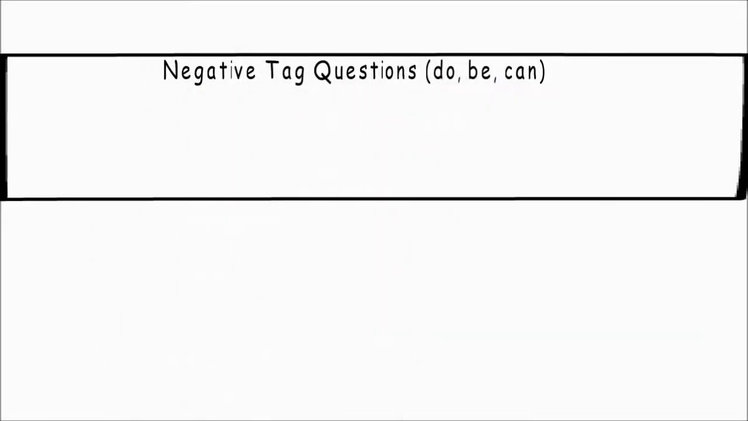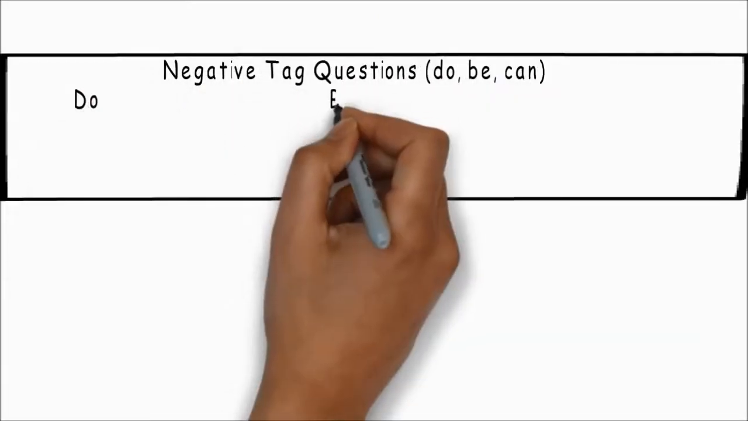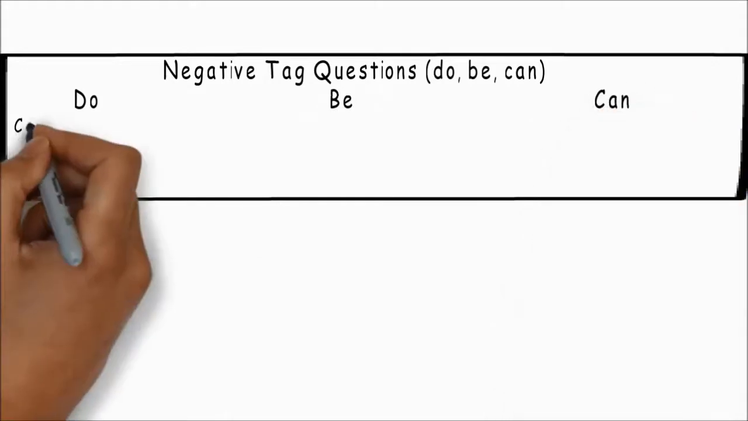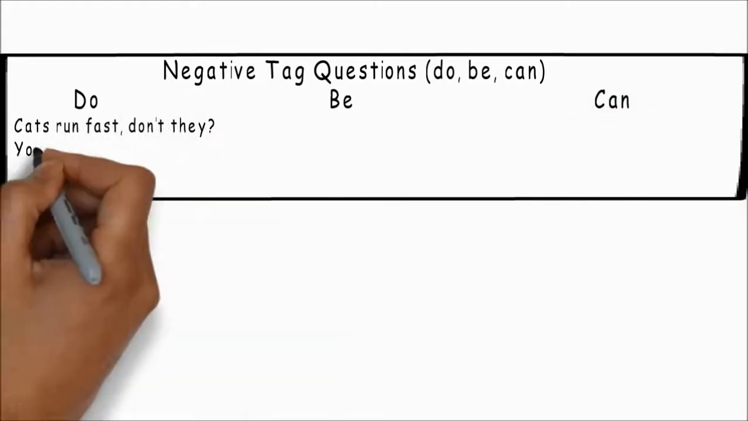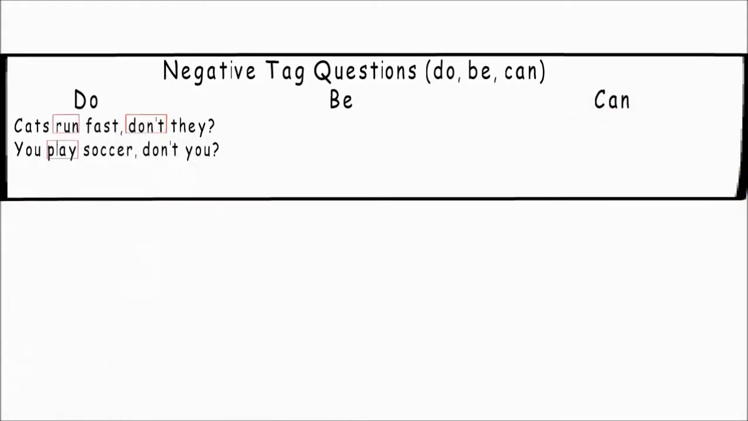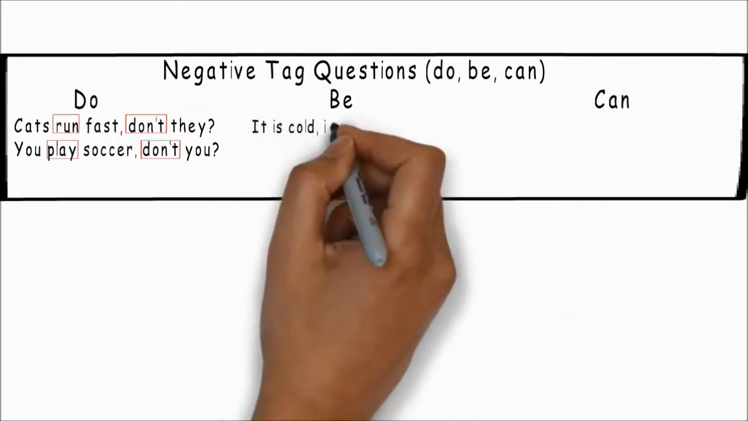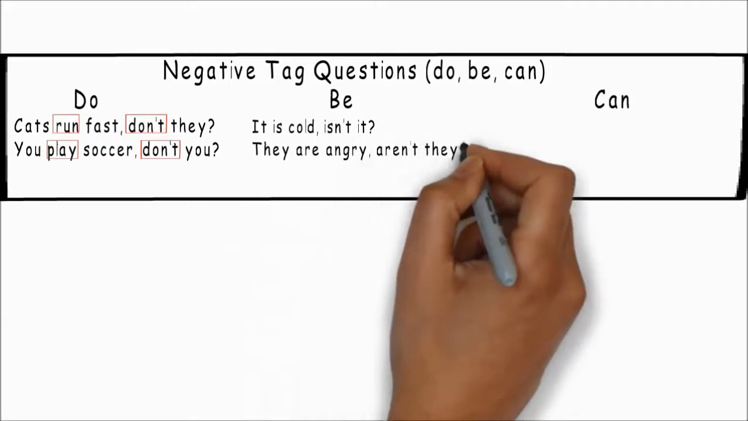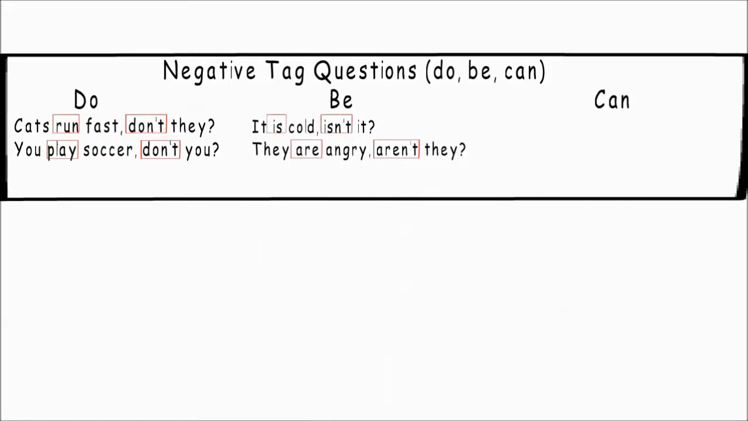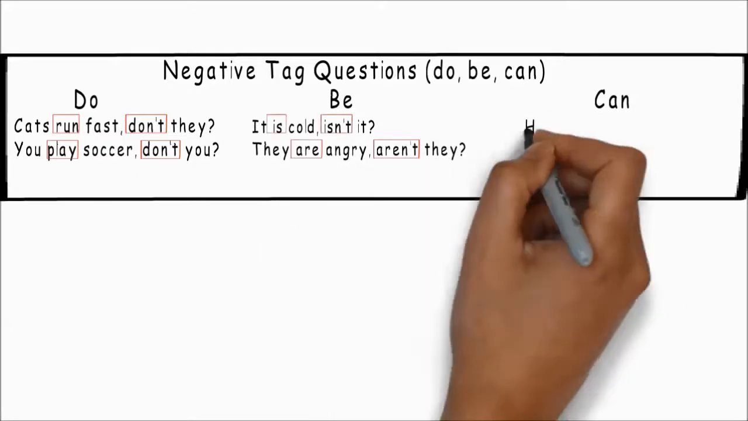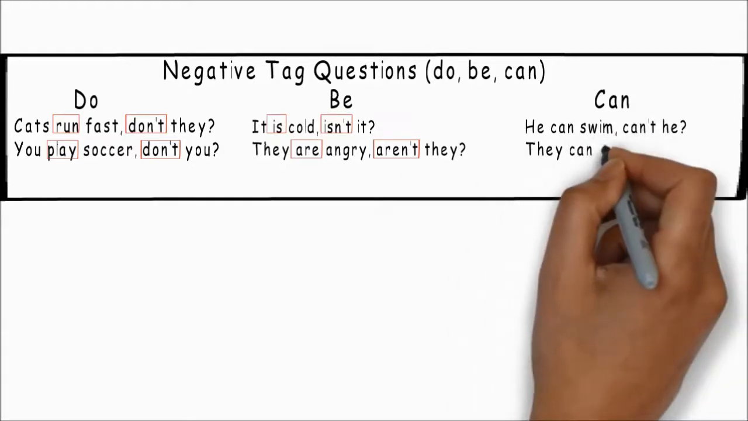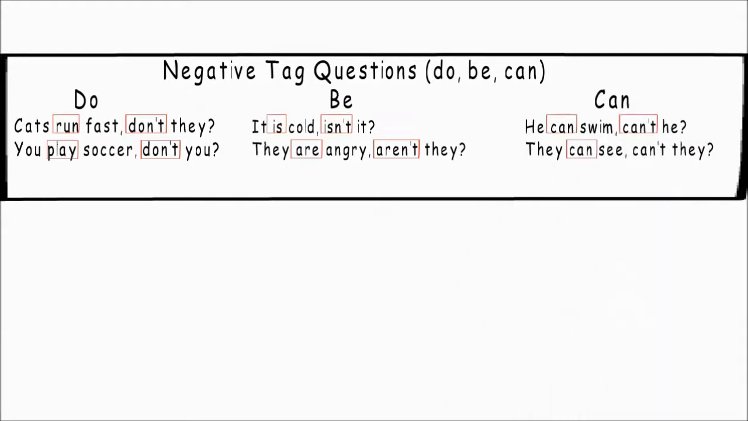Negative tag questions: do, be, and can. Cats run fast, don't they? You play soccer, don't you? The do is for actions. Be: it is cold, isn't it? They are angry, aren't they? Those are for the be verbs. Can: he can swim, can't he?